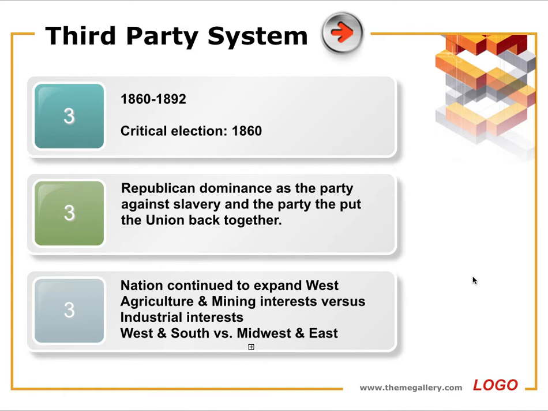But it's done so ham-handedly that the South becomes the anti-Republican part of the Union and remains that way until the 1970s. The dominant thing that occurs in this time period is that the nation continues to expand to the west, and now agriculture and mining have come together against the industrial interests of the East. So it's the West and the South versus the Midwest and the East. And this is why the Republicans are kind of the dominant party of the era.